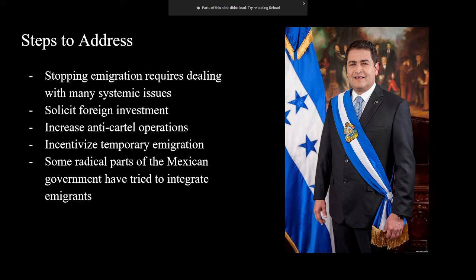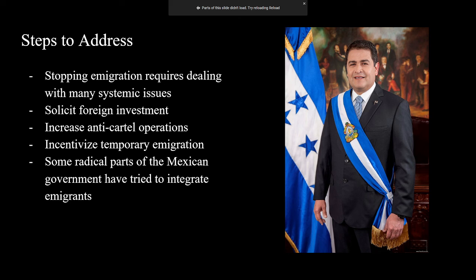So one way to do it might be to solicit foreign investment. This has been talked about in numerous Latin American states and Central America especially, where you have these governments trying to solicit American, European, Chinese, Russian investment in return for conceding certain factors to these nations, and then they use this money to try and kickstart their own economies, which convinces people to emigrate less.